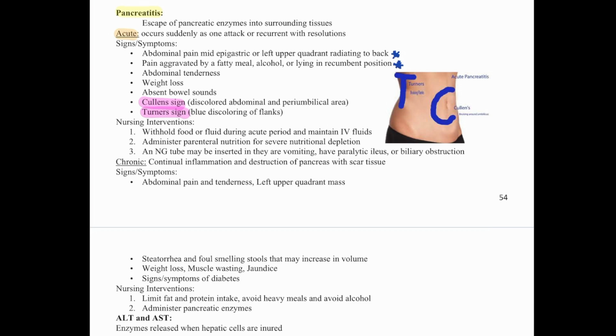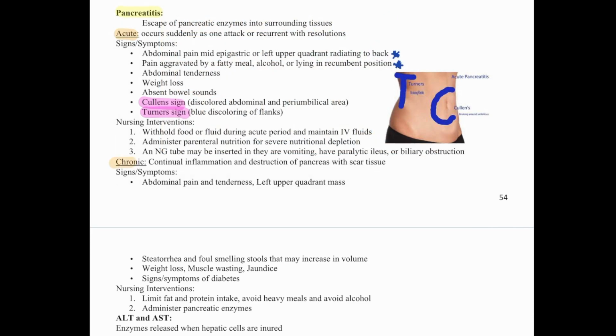Our nursing interventions include withholding food or fluid during an acute period and maintaining IV fluids, administering parenteral nutrition for severe nutritional depletion, and an NG tube may be inserted if they are vomiting, have a paralytic ileus, or a biliary obstruction.